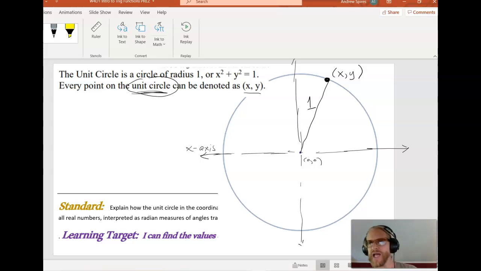Okay? When I plot point x, y, that means I'm going to go x spaces to the right and then up y spaces. So that means this right triangle in the coordinate plane, everything is on a grid. Everything is perpendicular. Everything is vertical and horizontal, right? So horizontal and vertical make 90 degrees. That's x, y.